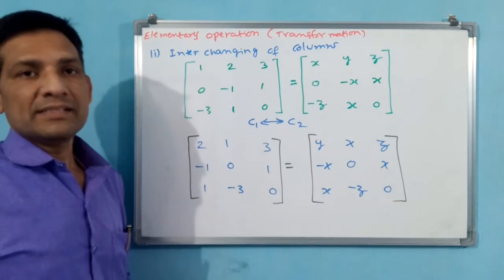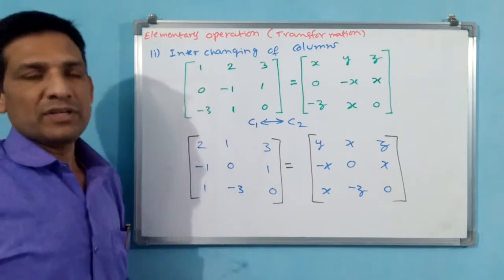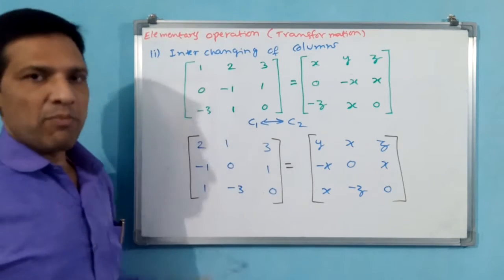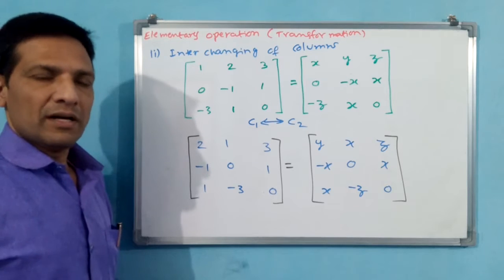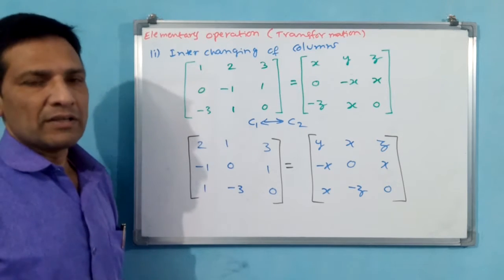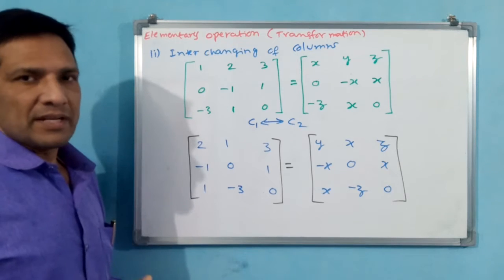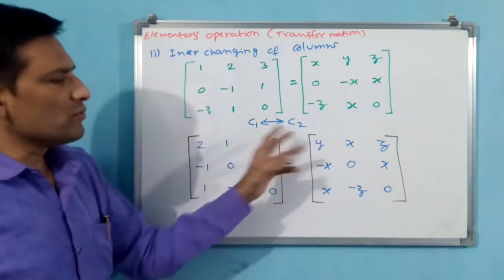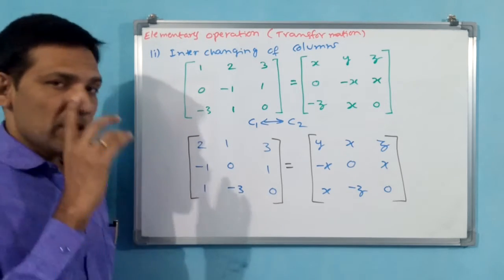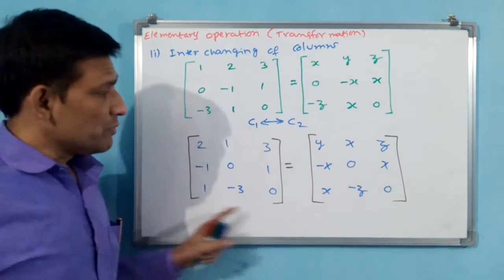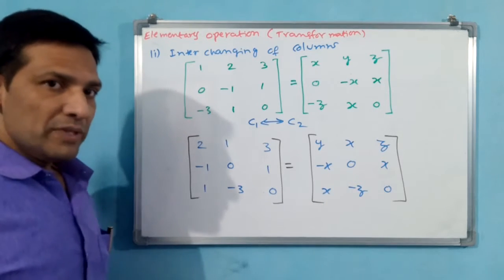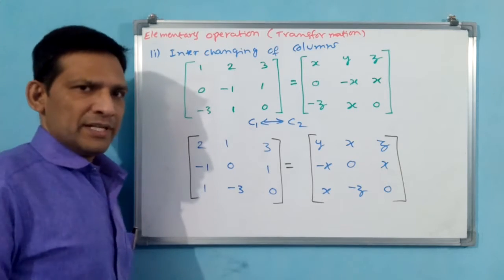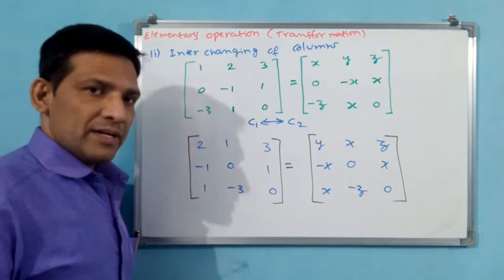Now you might have understood this second concept, interchanging of columns. Elementary operations is one concept, and six parts are there. The first part is interchanging of rows, the second part is interchanging of columns. That means you can interchange columns also. You have seen how we interchanged columns, but this should be done on both sides. Second operation also we have seen.